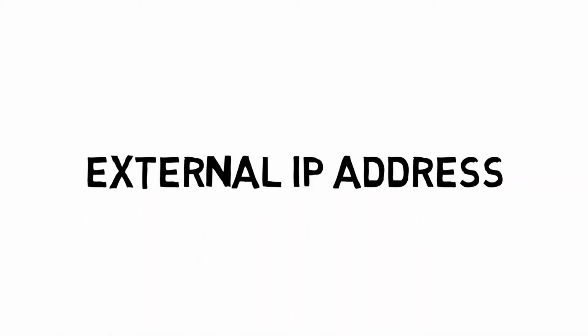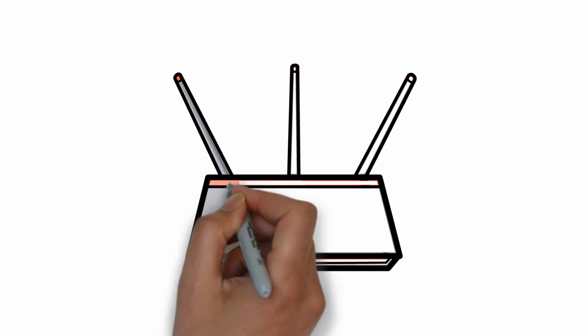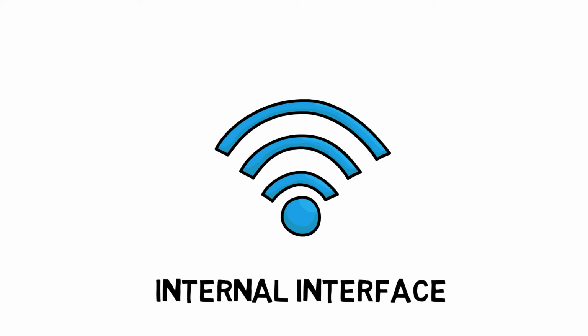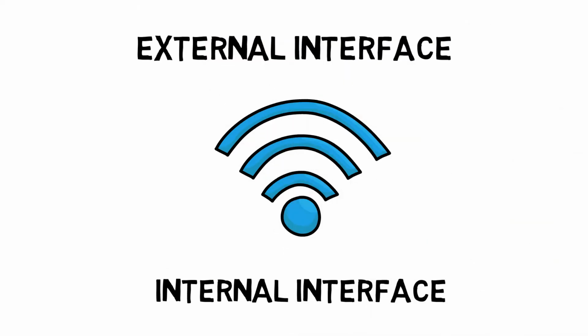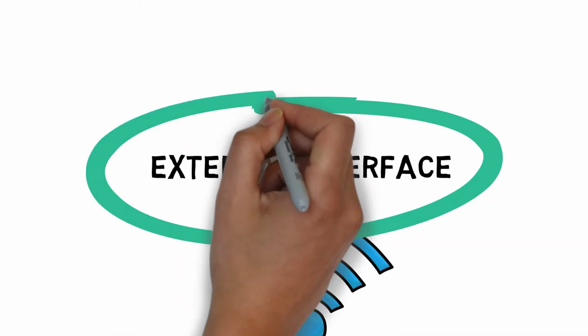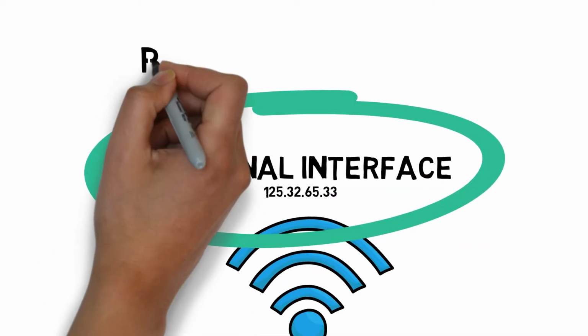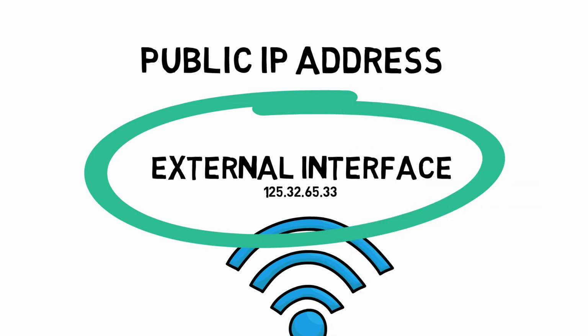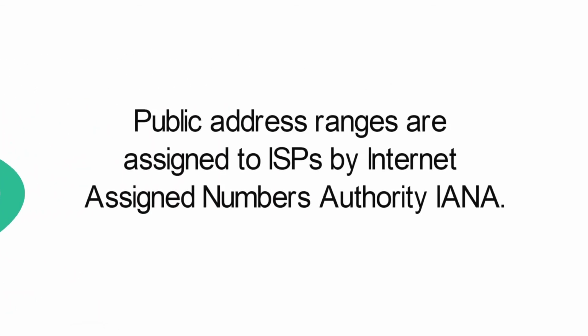So, what is an external IP address? The external IP address, or public IP address, is the IP address of the router interface that is connected to the internet. A router will typically have 2 network interfaces, an internal interface and an external interface. Each of these interfaces will have an IP address. The IP address assigned to the external interface will be a routable IP address and will be assigned by your ISP. This address is also known as the public address. Public address ranges are assigned to ISPs by the Internet Assigned Numbers Authority (IANA).